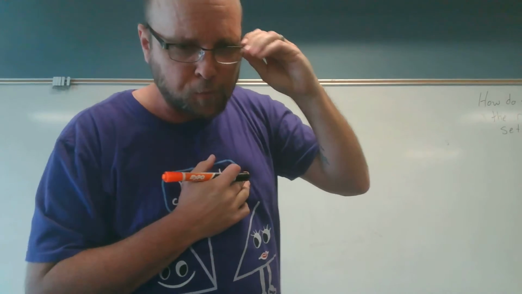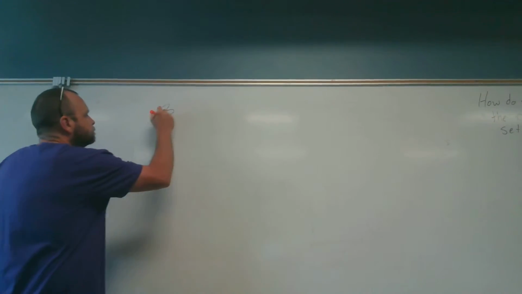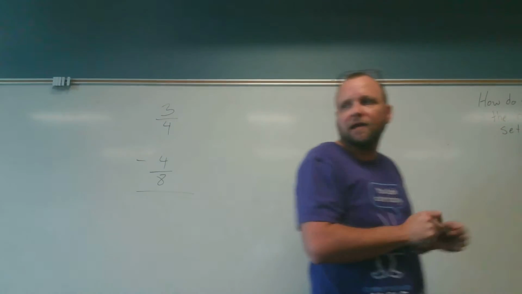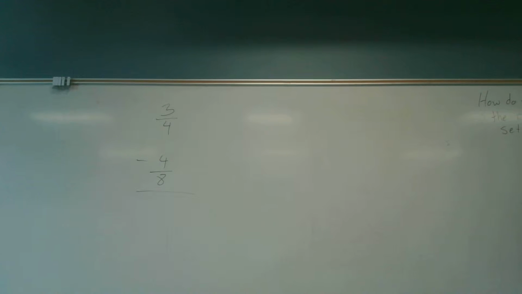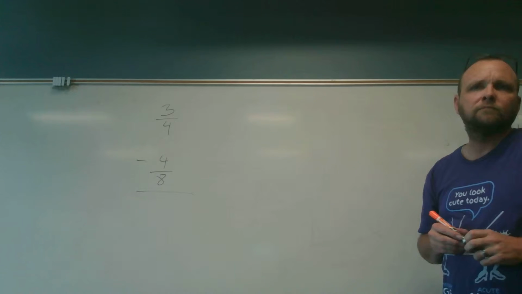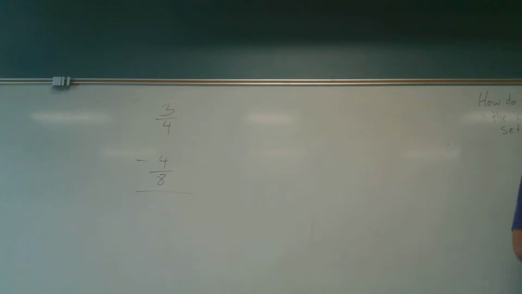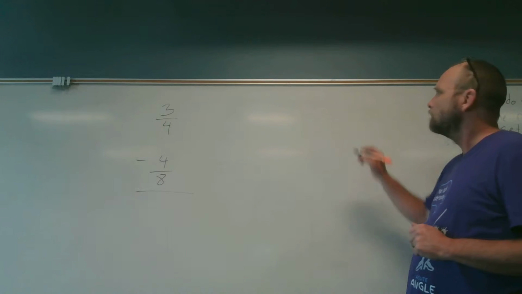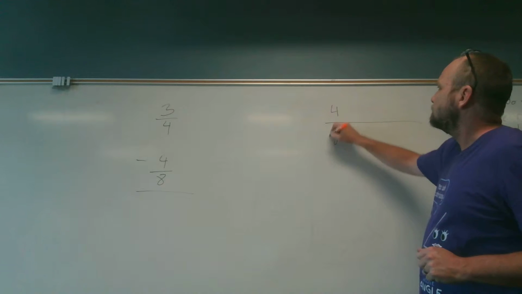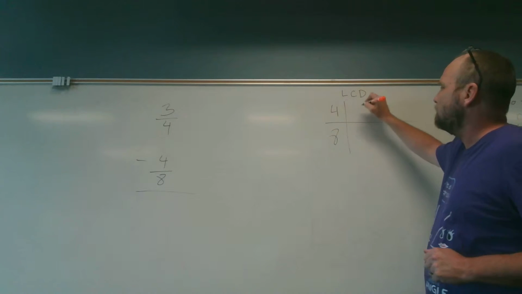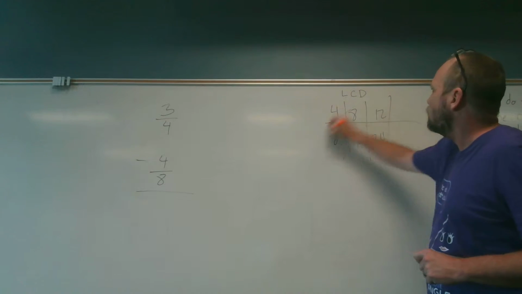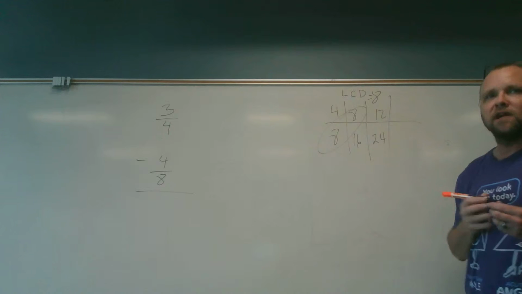All right, so let's look at the first problem. Jacob J., can I subtract these fractions how they're written? No. Why not? Because the denominators are different. So what are my denominators, Jacob J.? 4 and 8. I need to find the least common denominator. 8, 16, 24, 4, 8, 12. Boom. 8 is my least common denominator.